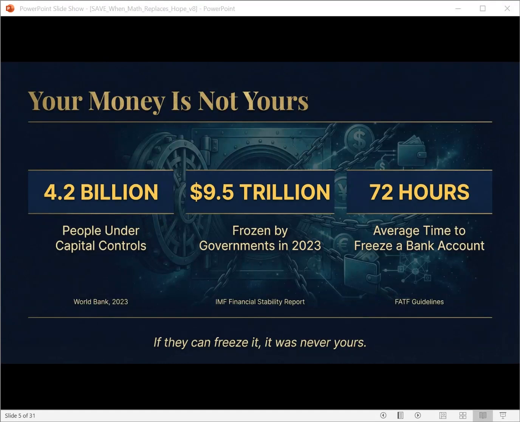In 2023, governments froze 9.5 trillion in assets globally. Not criminal assets, not sanctioned assets, total freezes, including ordinary citizens caught in geopolitical crossfire, bank failures, and policy disputes. The average time to freeze a bank account is 72 hours. That is how long it takes for your life savings to become inaccessible. Not because you did anything wrong, but because someone in a government office decided it should be. If they can freeze it, it was never yours. You were just holding it with their permission.